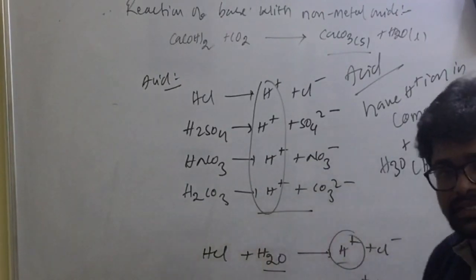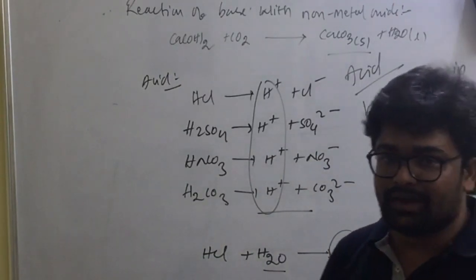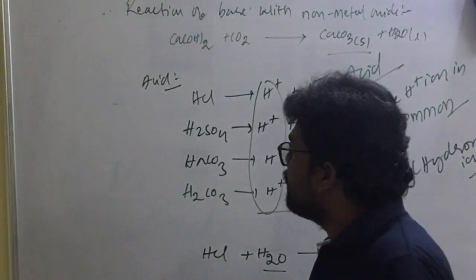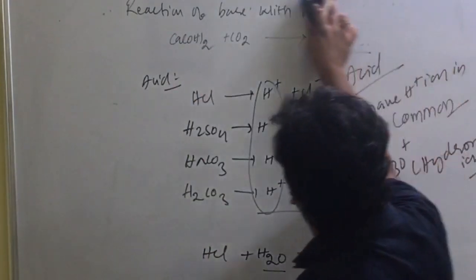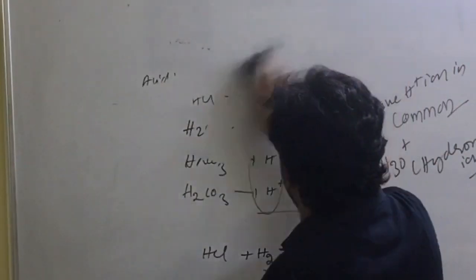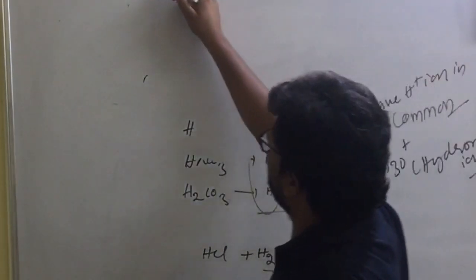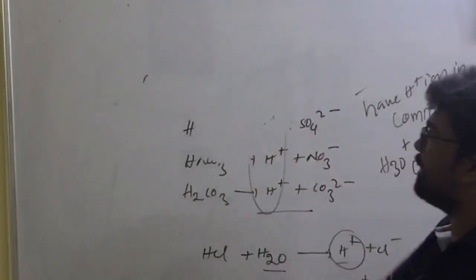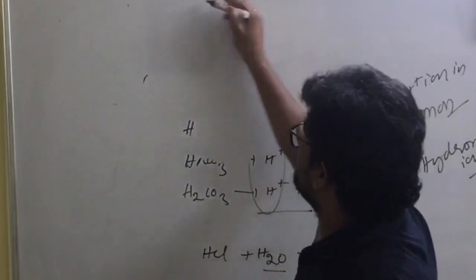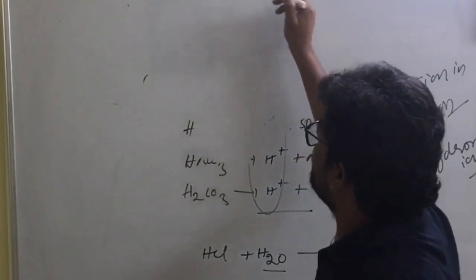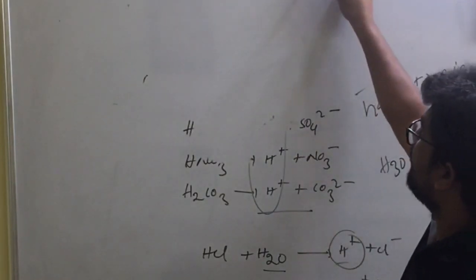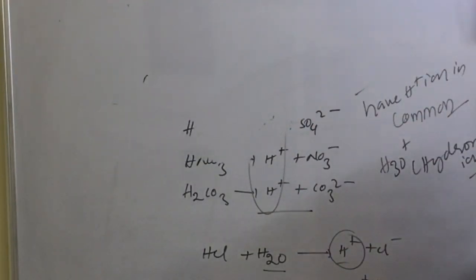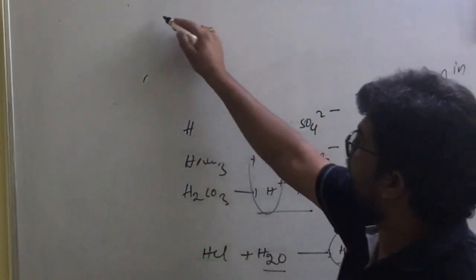Now if acids have H plus ions in common, what do bases have then? What will happen when bases are dissolved in water? For example, I'll take a base, NaOH. When it is dissolved in water, what will happen? It releases Na plus and OH minus. It dissociates into Na plus and OH minus.